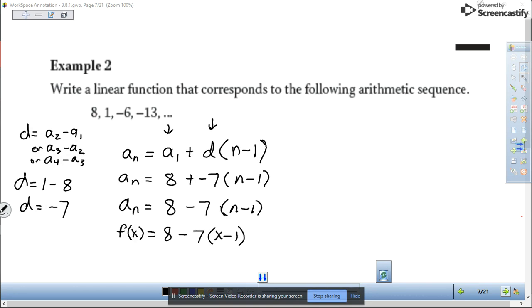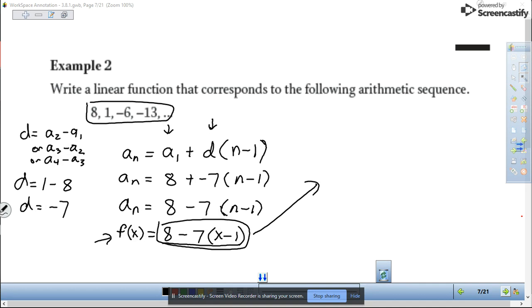The reason I did that is because sometimes someone will give you a sequence, and it'll be multiple choice, and all the answer choices will be in function notation, but this right here, the 8 minus 7 times x minus 1, won't be an answer choice. The reason is that if they go to function notation, you have the ability as a student to simplify this. We can clean that up because we know how to use the distributive property.